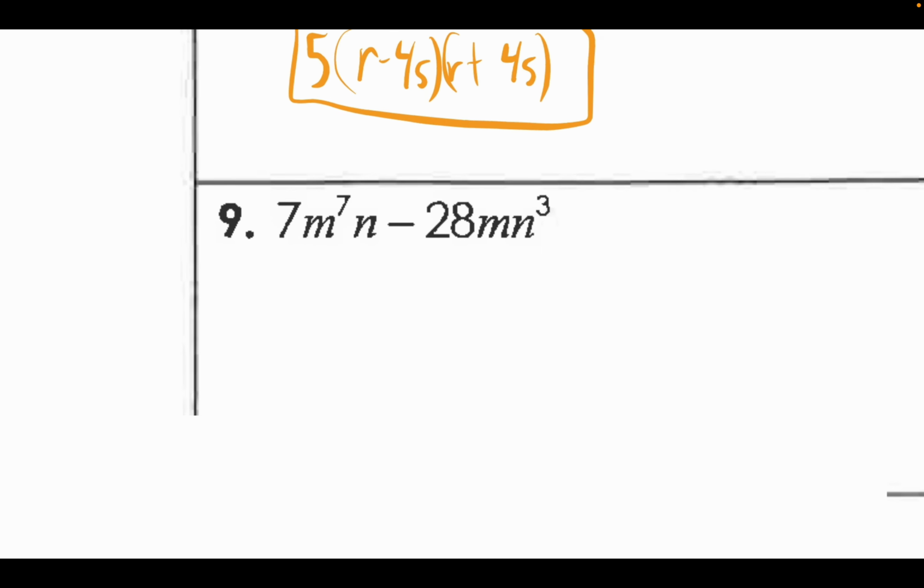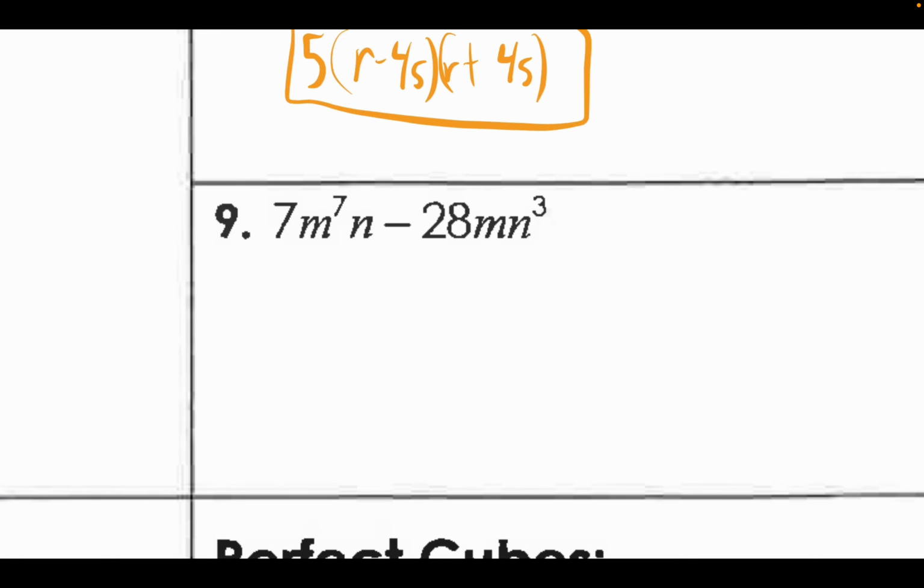Number 9, another GCF here, but this time it also involves the variables. Remember that when we multiply two variables together, we add those exponents. Well, no integer added to itself is 7, and the same thing is true for 3, and 1, and 1. So we identify our GCF, always good to look for a GCF first in any problem that we're factoring. And it'll be 7mn, and we're left with m to the 6th, minus 4n squared.